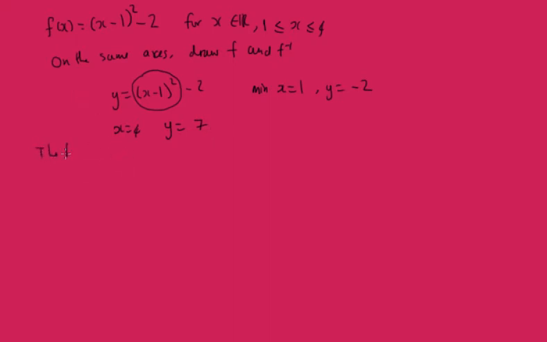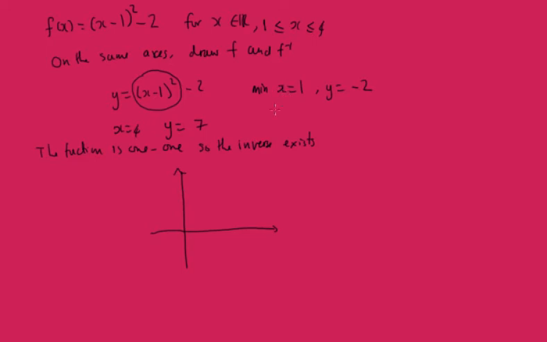Now, the function is 1-to-1, so the inverse exists. So we know for a 1-to-1 function, the inverse will be a reflection through y equals x. So we don't need to go and find the inverse of this. So let's first of all draw a sketch of the function.